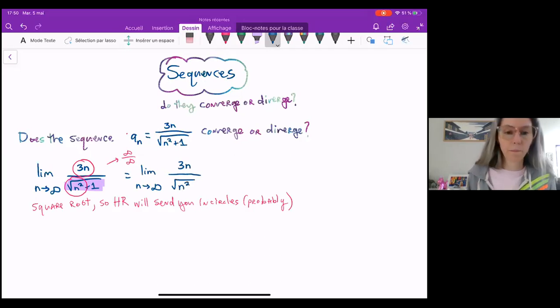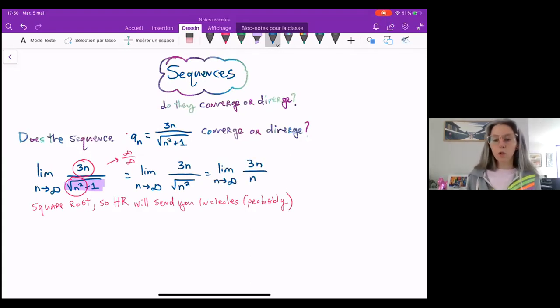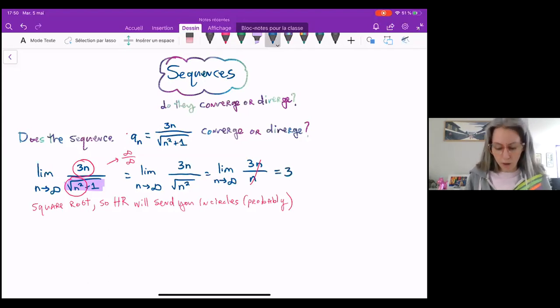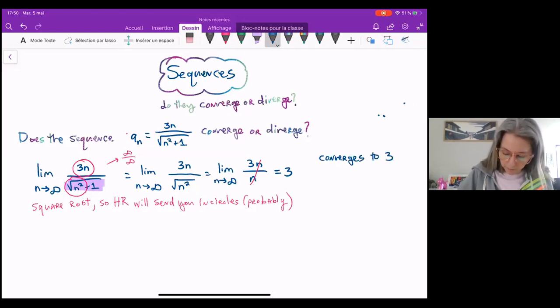So that means here, this is the limit as n approaches infinity of 3n over the square root of n squared, which is just equal to the limit as n approaches infinity of 3n over n. The square root of n squared is just positive n. N is going to infinity. N is always a positive number, so it's just a positive n there. So that means we can cancel out those n's and get that this limit equals 3. So my final answer here is that this converges to 3.